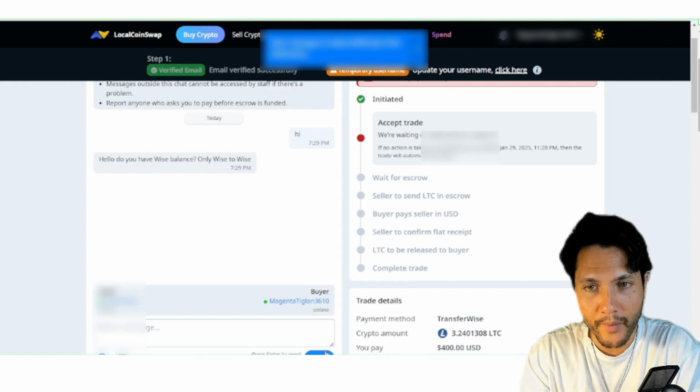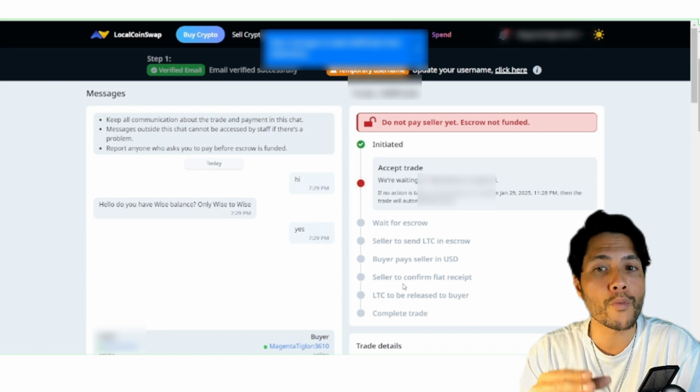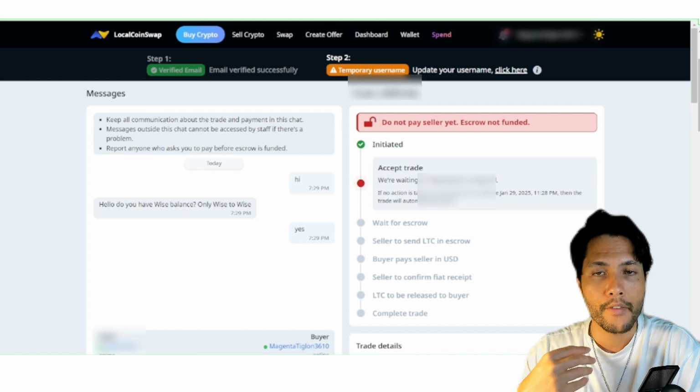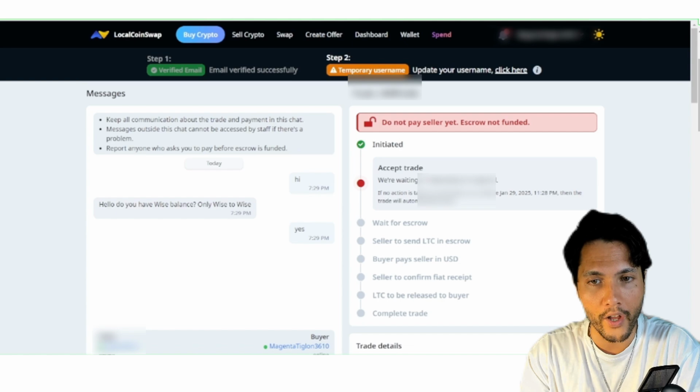So he just wants to make sure that I'm doing a Wise-to-Wise transfer, and I've already got funds on my account, because if I don't have funds on my account, then the assumption is that I'm sending it from my bank account, which is what he doesn't want. So I'm just skipping forward ahead here, saying yes, and now it's on him to escrow the funds.